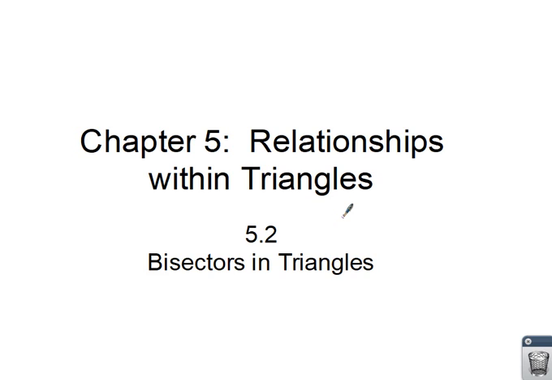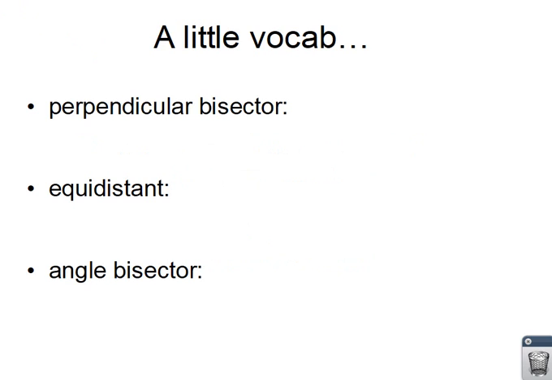Section 5.2, this is dealing with just bisectors in triangles. So these would be angle bisectors and perpendicular bisectors. Alright, so a little bit of vocab. A perpendicular bisector. Bisector is in the middle. Perpendicular means it makes 90-degree angles. So this is a segment that cuts through the middle of another segment at a 90-degree angle.